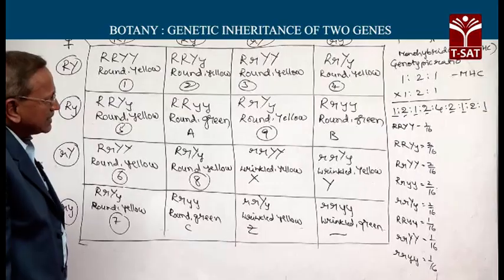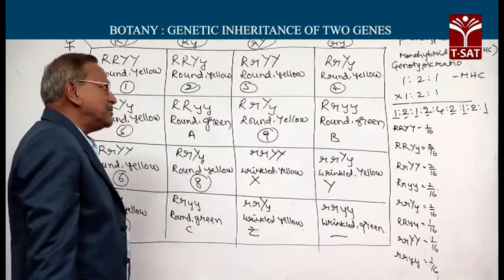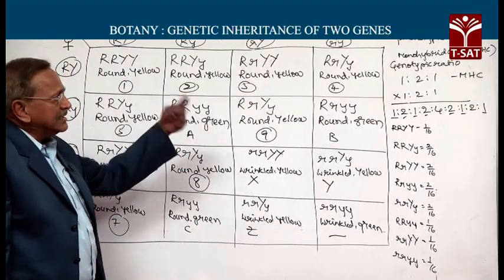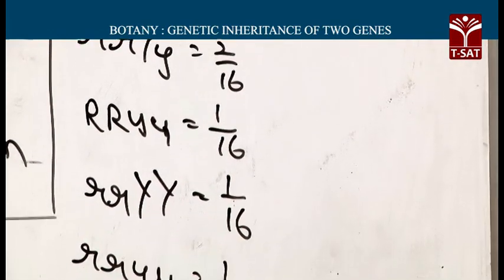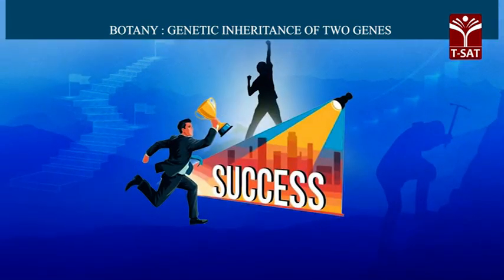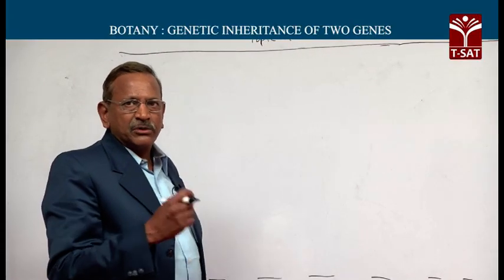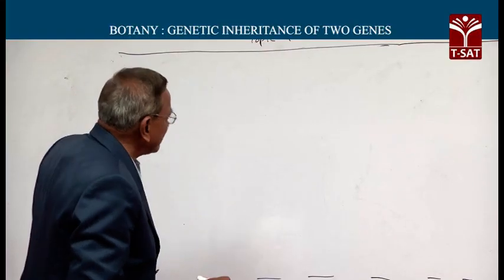So we have seen the phenotypic ratio also. By using the principle of probability, we can arrive easily at the same fractions. Let us consider that aspect now. The same ratios can be obtained by using Mendel's probability. It was proposed by Mendel himself.